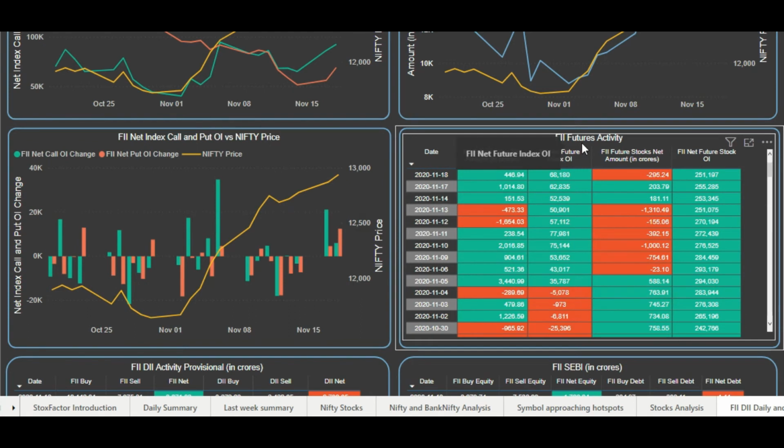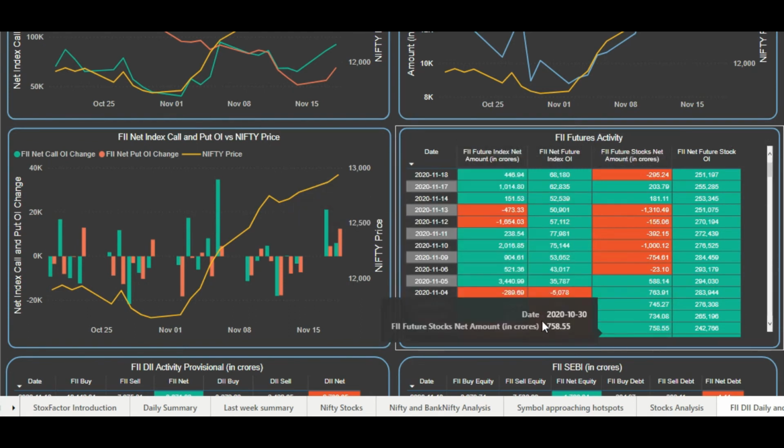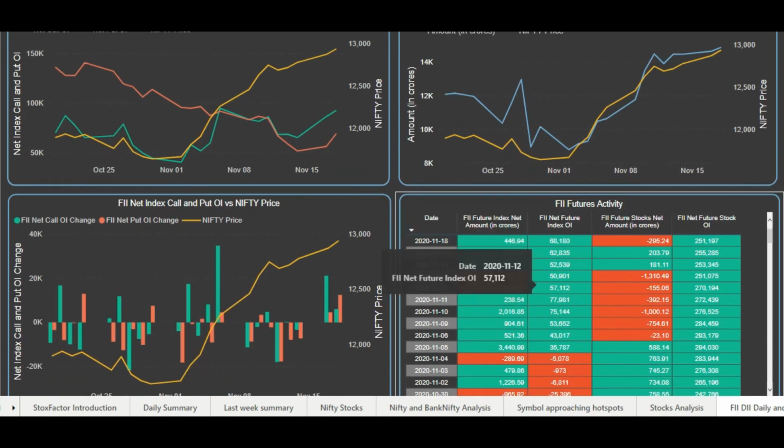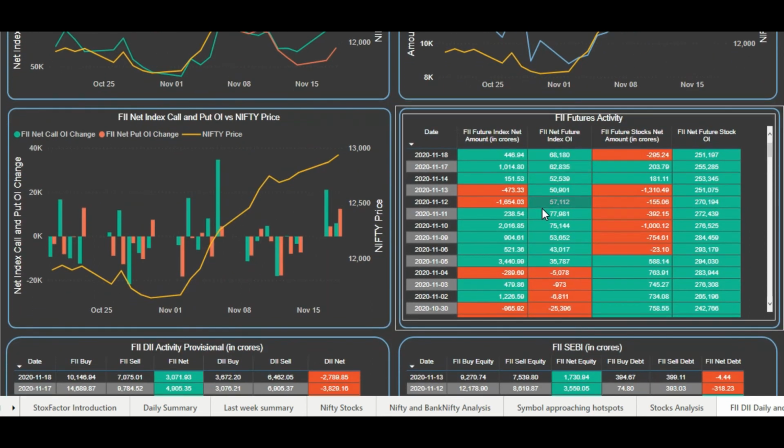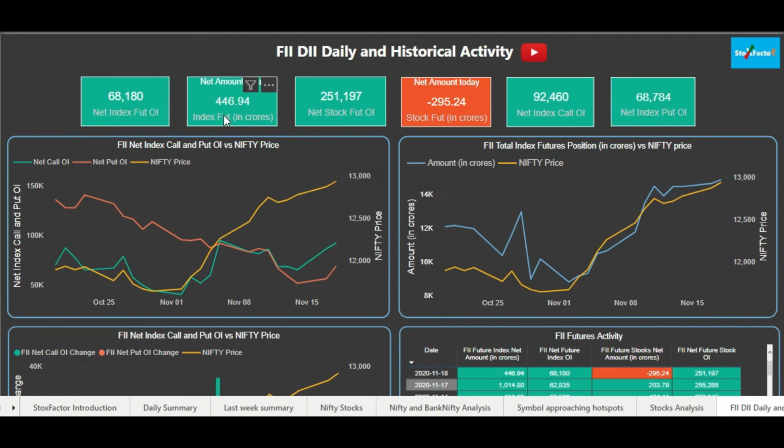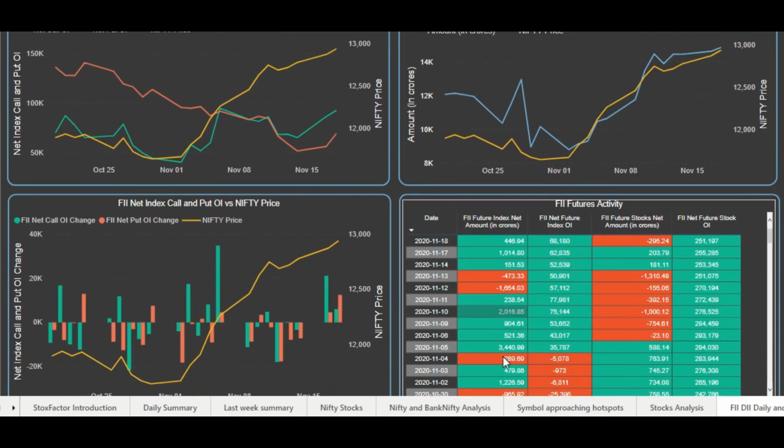Then comes the FII's futures activity in a tabular format on a daily basis. This gives you a good trend. On the card we were seeing the last trading day number, but here you can see the historical trend also.